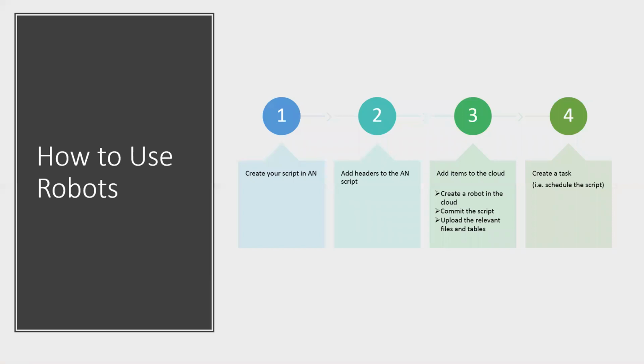So I created my script in AN, just to review quickly. I added the necessary headers to the script. I went to the cloud, said this cloud, this Amazon server, for all intents and purposes, is like my laptop now. So I need a scheduler. I'll create a robot, a scheduler. I'll put the script there, a copy of the script. I'll upload the relevant data. And then I need to use that scheduler, that robot I created, to actually schedule this.